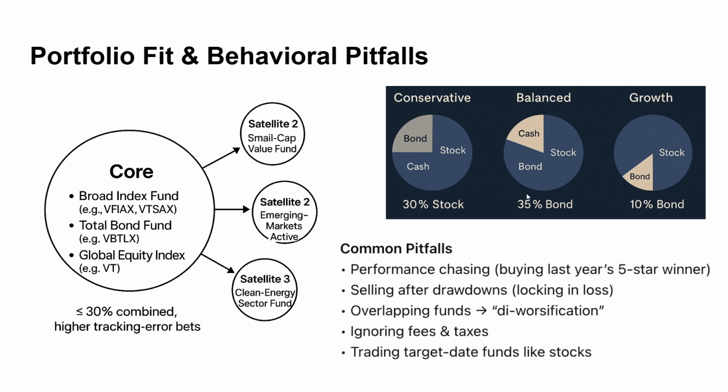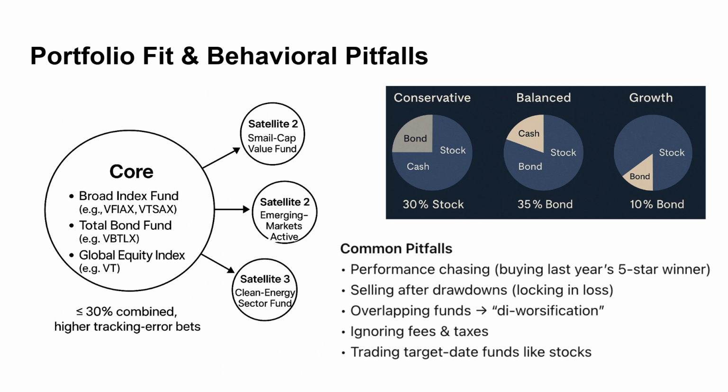Right here at the top right, you see 3 rule of thumb asset mixes. They're not prescriptions, they're just starting point alignments to risk appetite and time horizon. Notice how the cash slice disappears in an aggressive allocation. Liquidity matters less when your horizon is in decades.